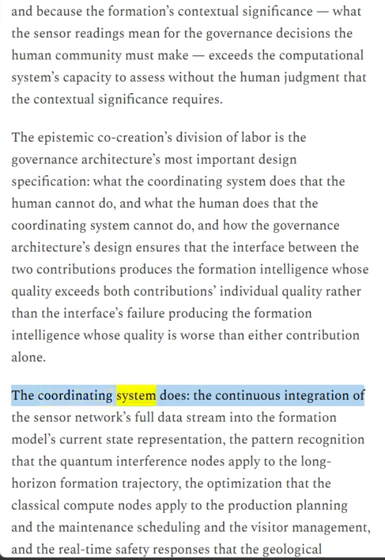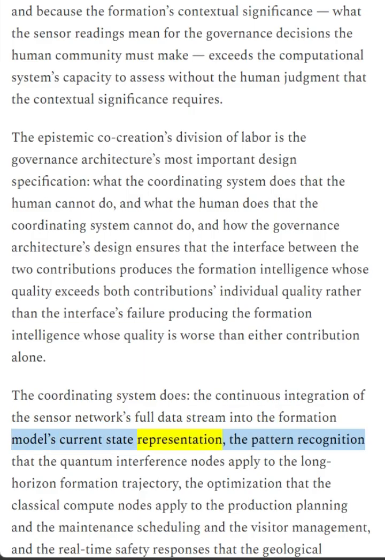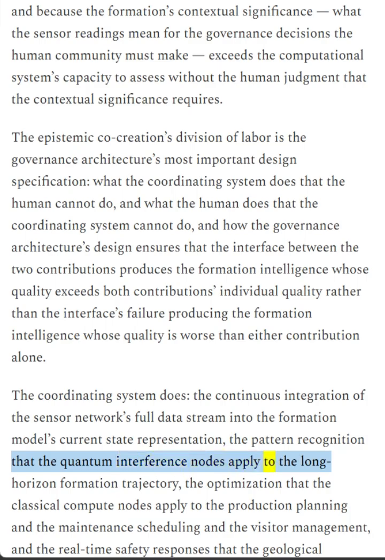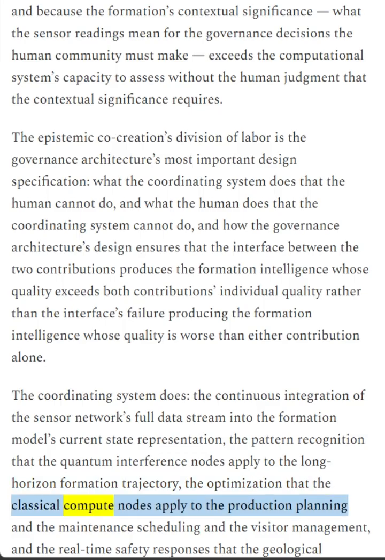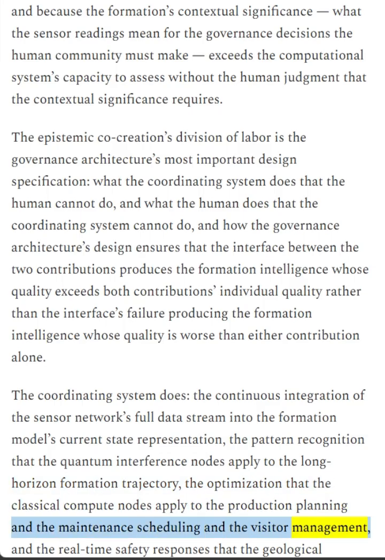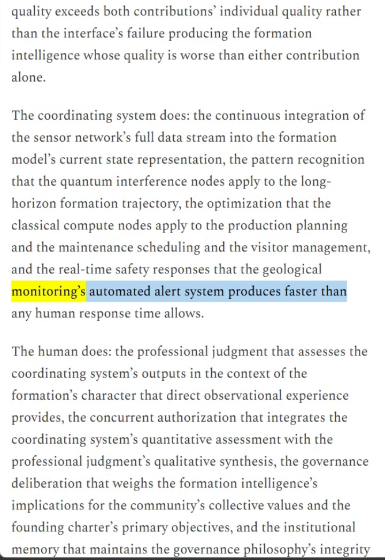The coordinating system does the continuous integration of the sensor network's full data stream into the formation model's current state representation, the pattern recognition that the quantum interference nodes apply to the long horizon formation trajectory, the optimization that the classical compute nodes apply to the production planning and the maintenance scheduling and the visitor management, and the real-time safety responses that the geological monitoring's automated alert system produces faster than any human response time allows.